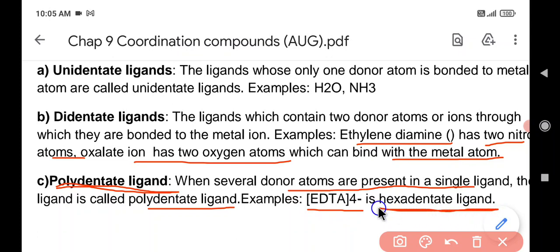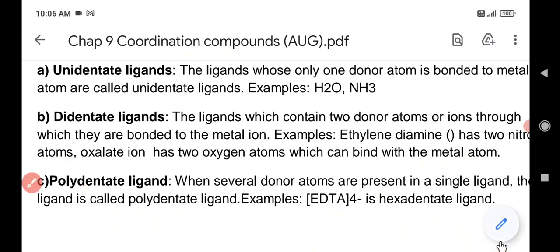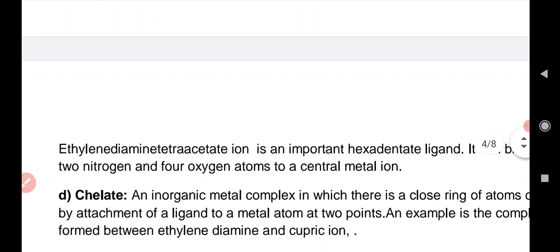Why is it a hexadentate ligand? Because it can ligate through 6 of its sites. So it is called a hexadentate ligand and it comes under polydentate ligand. So when several donor atoms are present in a single ligand, then the ligand is called a polydentate ligand. Example, EDTA is an example of a hexadentate ligand. So we are discussing denticity. Under that we have discussed unidentate, didentate, and then polydentate ligands.